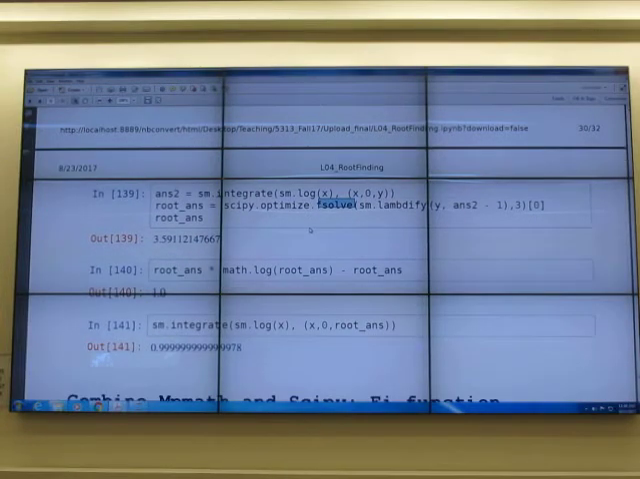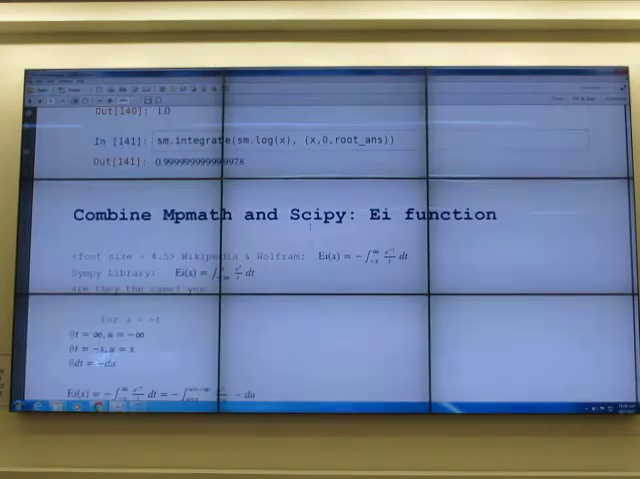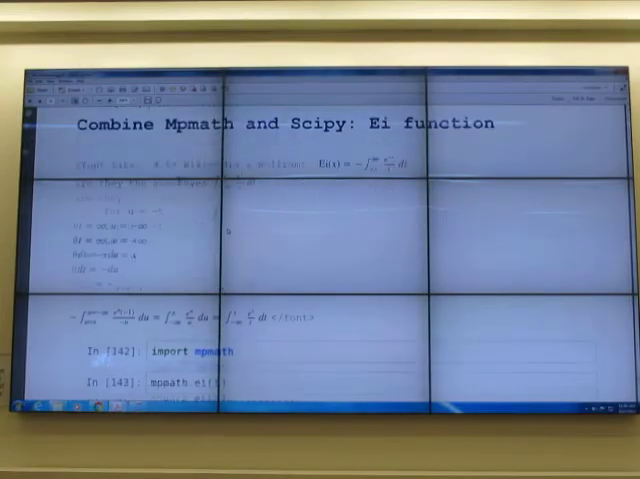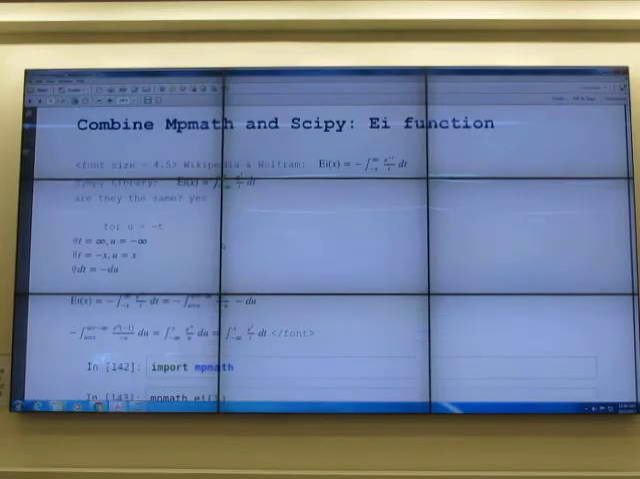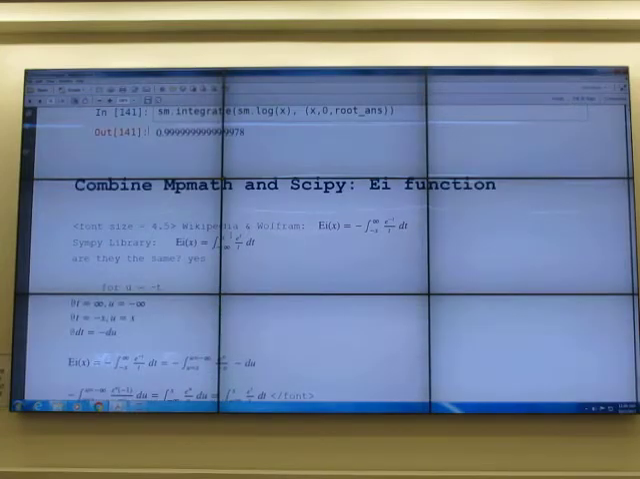And let's move on. Let's combine mpmath and SymPy. mpmath is a library of SymPy. Okay, so I have to import mpmath. For mpmath, you have to install SymPy first. I want to calculate the Ei function. When I open Wikipedia and the Wolfram website, I have the Ei function equal to minus the integration from minus x to infinity of e to the power minus t divided by t dt.